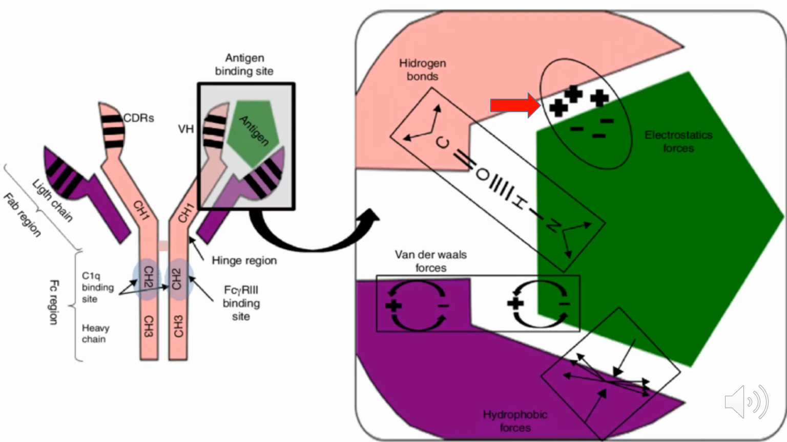Please refer to the red arrow. As you can see, the fragment of antigen binding portion of the antibody has positive charges, while the green colored antigen has negative charges. With the opposite charges, they are now attracted to each other, and the bond that is formed is called electrostatic or ionic interaction.